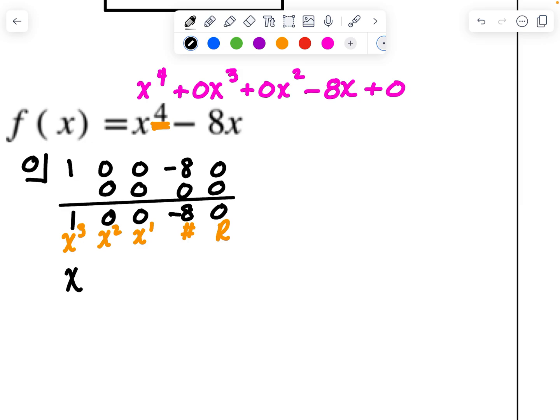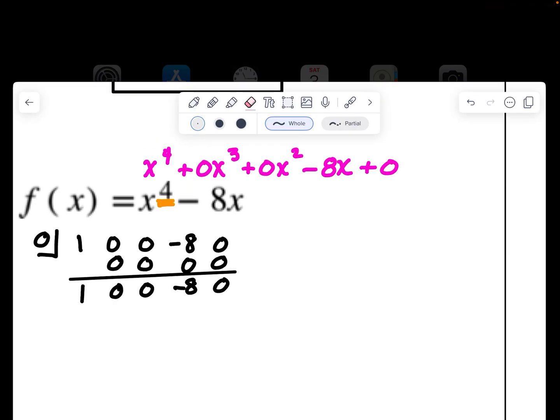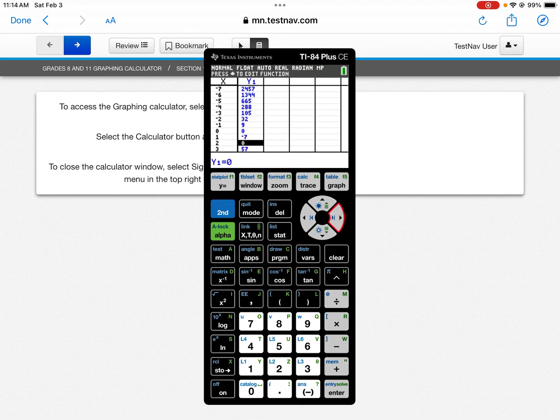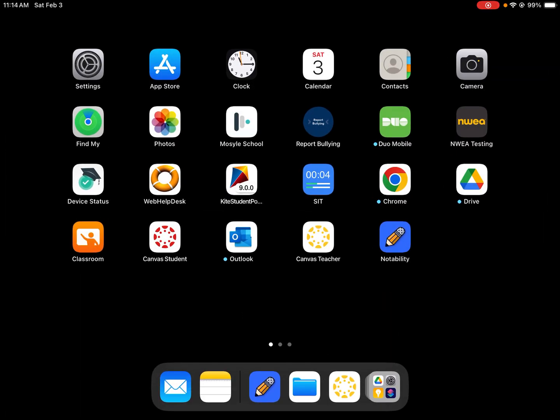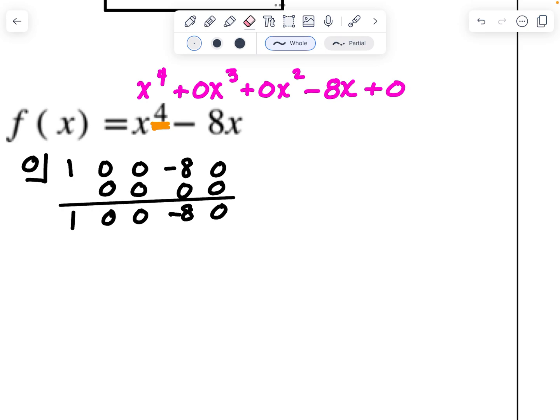Oh wait, we had another answer, didn't we? Hang on, let's not do that then. We had another answer. What was our other answer? Our other answer was 2. So let's keep going. So now we're going to put 2 in the box.